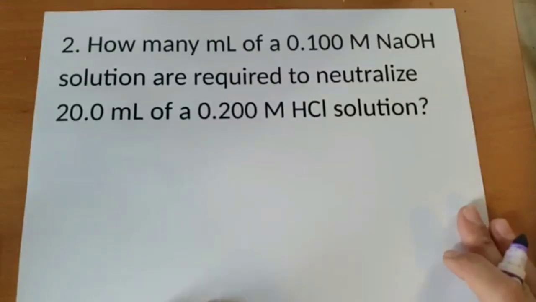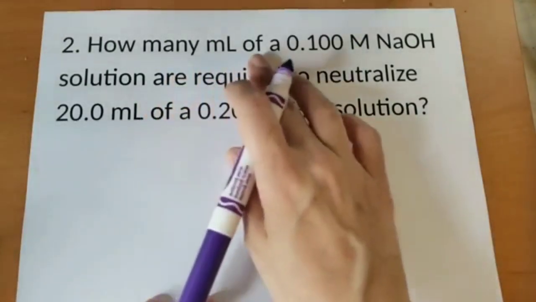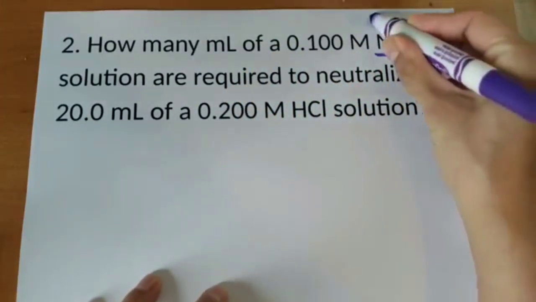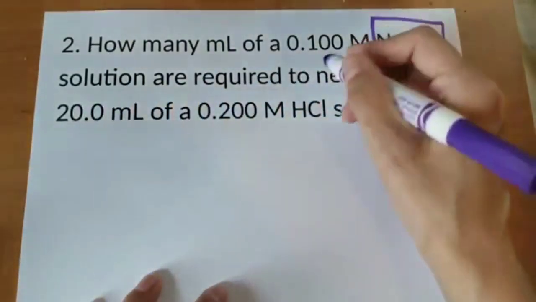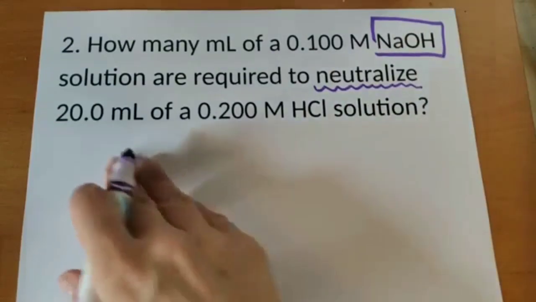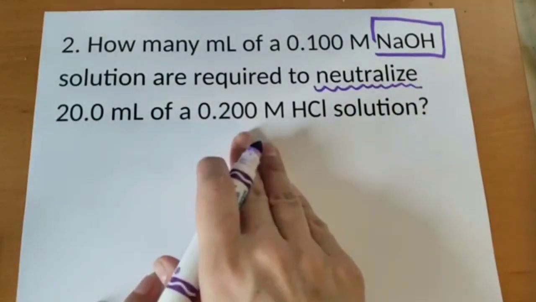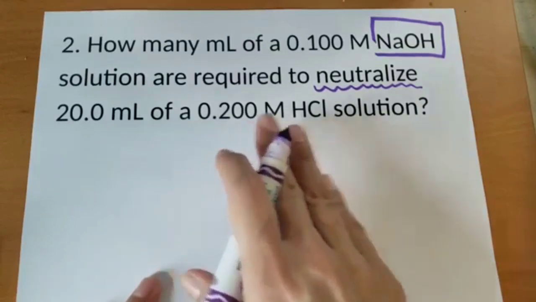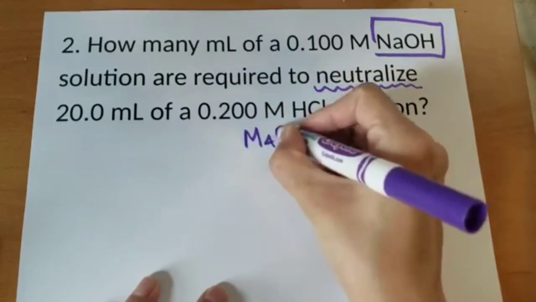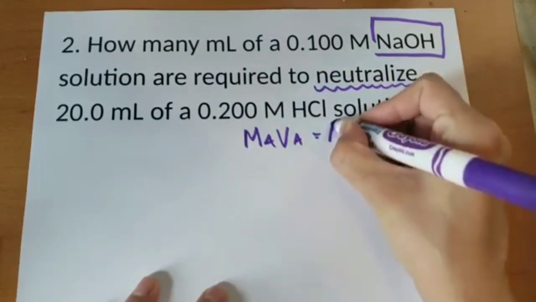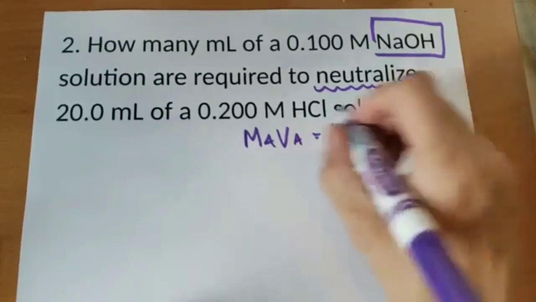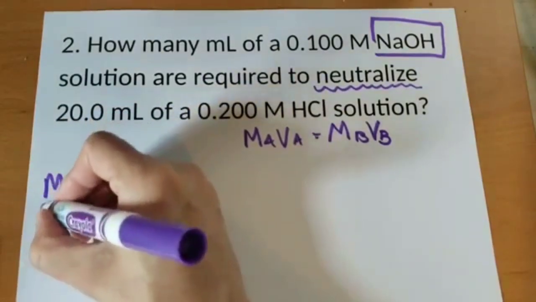Let's look at another example. Here, we want to know how many milliliters of a 0.1 molar sodium hydroxide, which is a base, solution is required to neutralize. Again, we have that keyword that indicates we're going to use the titration formula, 20 milliliters of a 0.200 molar hydrochloric acid solution. So, since I have the word neutralize, I'm going to set up my equation from reference table T for titration. And then from there, I'm going to set up my variable table.